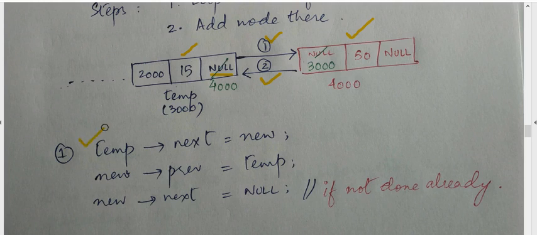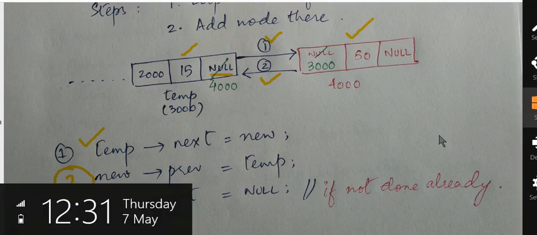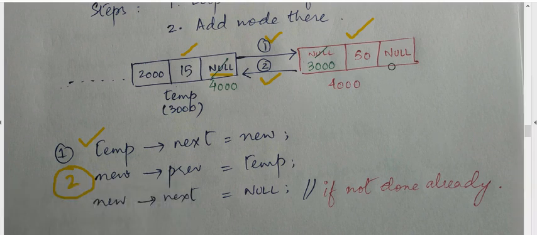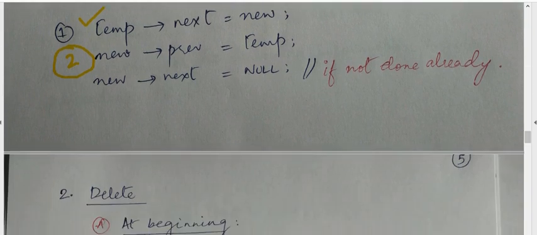So temp to next is equal to new, that is your first connection. New to previous is temp, that is your step 2 here. And then you also have to do new to next is equal to null, if you have not done this already. So green is the updated. So 3000, 4000: you put 3000 here and you put 4000 here.